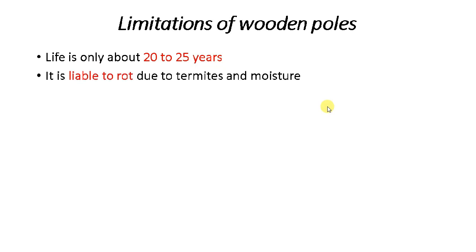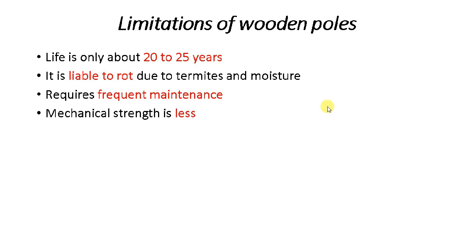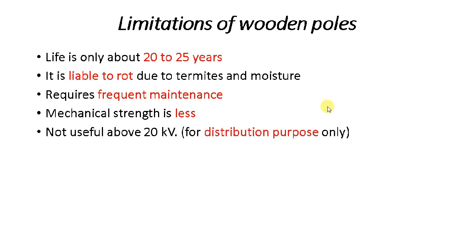The second is that it is liable to rot due to termites and moisture. The third is that it requires frequent maintenance, and the fourth is that mechanical strength is very less compared to other kinds of poles. The fifth is that it is not useful above 20 kV. So the limitation of wooden poles is that they are useful for distribution purposes only. We cannot use them for transmission systems. Okay, so this is all about wooden poles.